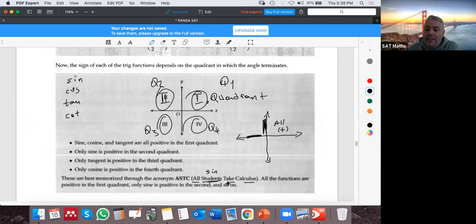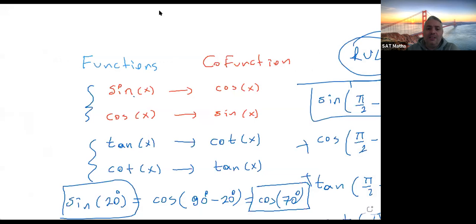And here, all the students take. So here the tangent is positive. But if tangent is positive, automatically cotangent is also positive. Instead of memorizing this, I really do not prefer this. Just use this information. It's, I think, so simple.